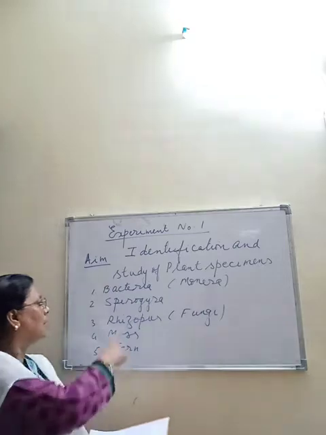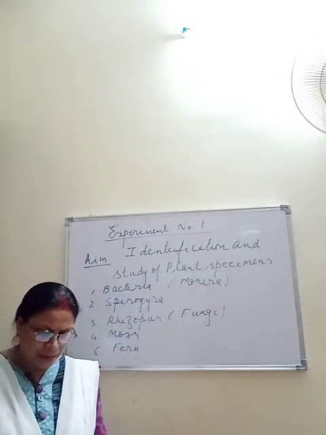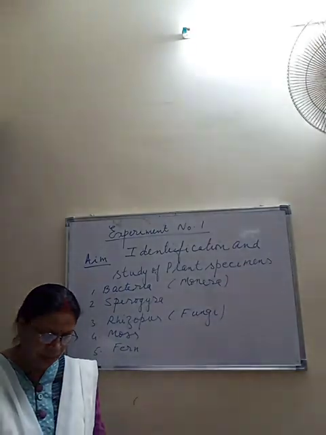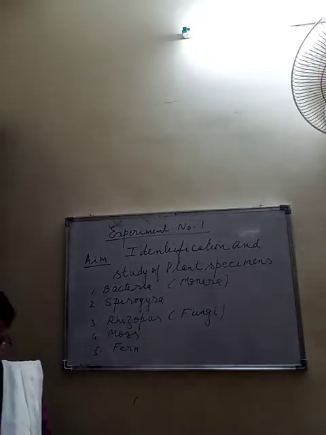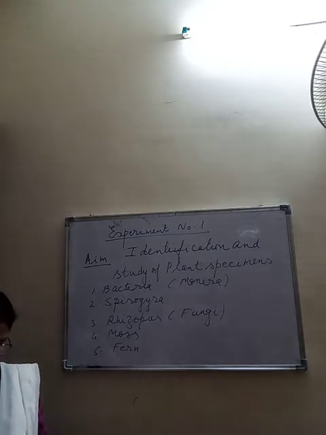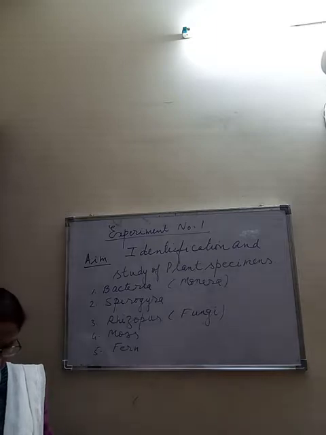Okay, the next is Rhizopus. It is a fungus. It is naturally a saprophyte, and its body contains a number of hyphae, and each hypha is septate with granular and vacuolated cytoplasm.